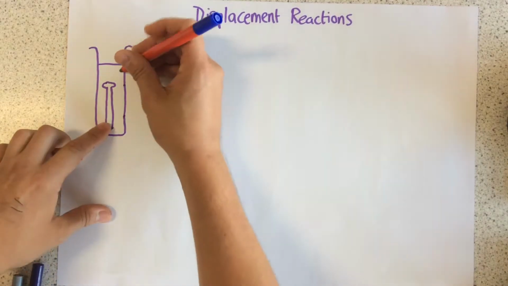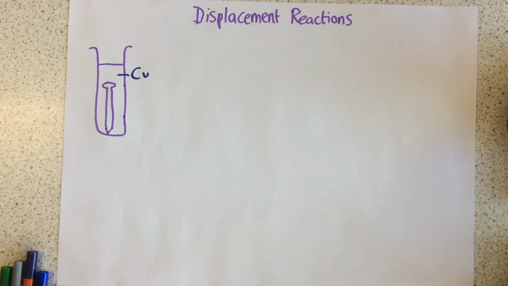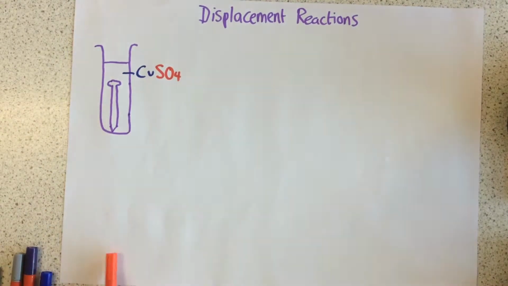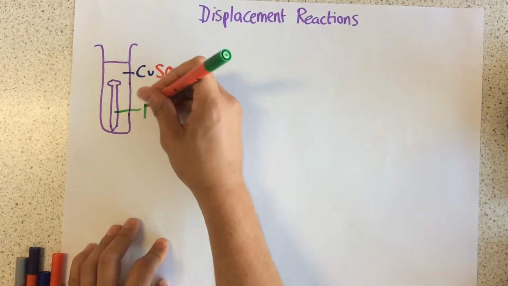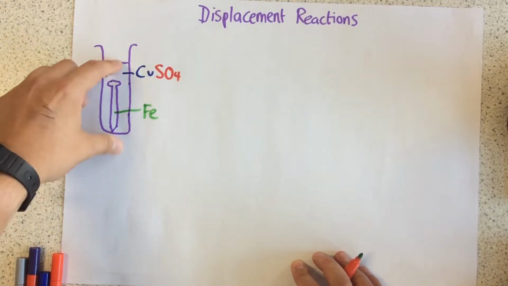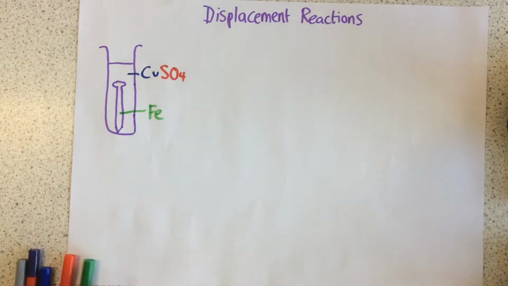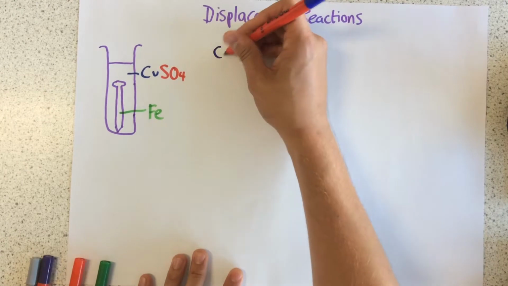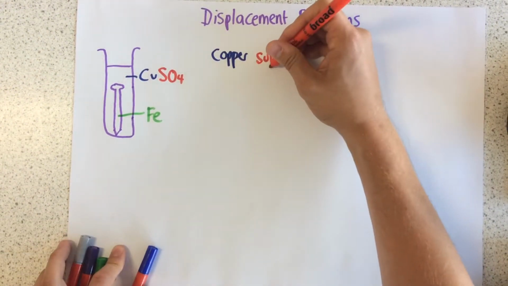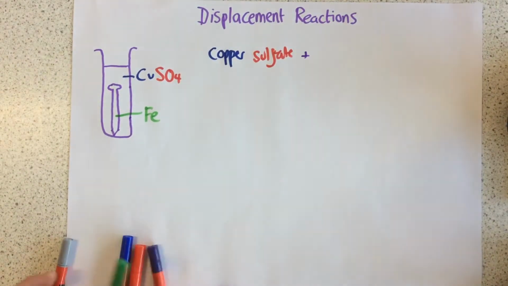So let's imagine that this is a solution in a test tube or a boiling tube of copper sulfate. And what we have here is an iron nail. So I've put the iron nail into copper sulfate to see if there's going to be some kind of reaction. So let's just write out this word equation to begin with. So I've got copper sulfate and I'm adding that to iron.